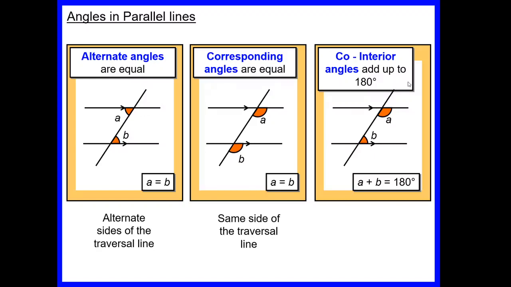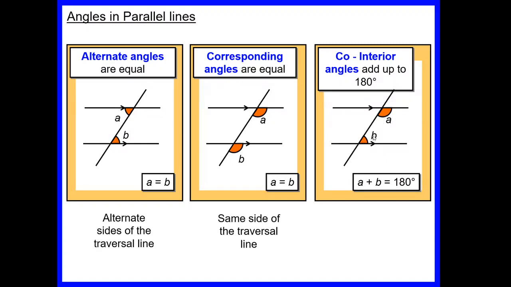Finally then, the third type that we need to know are co-interior angles. Now co-interior angles are not equal, they add up to 180 degrees. And we can see that here because we've got one obtuse angle and we've got one acute angle. So they definitely can't be the same size, but they will add up to 180 degrees.